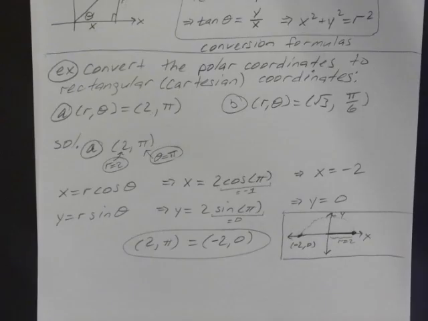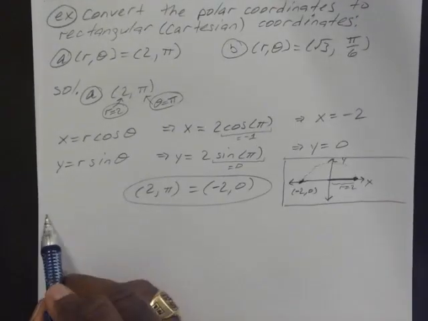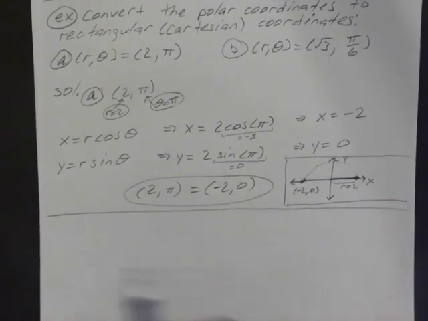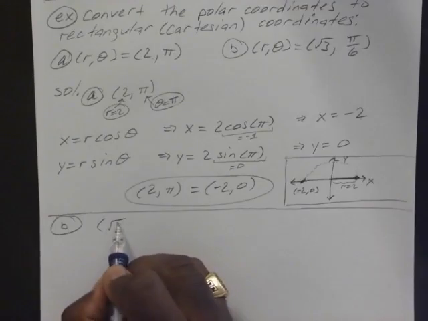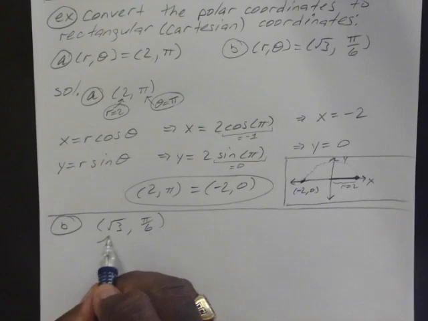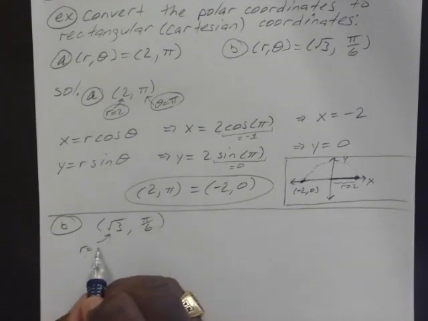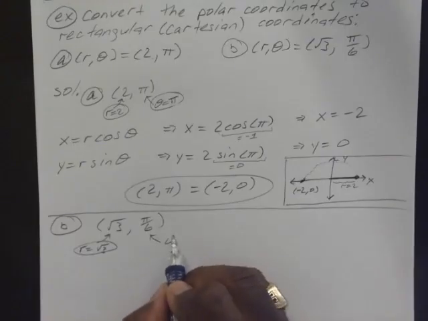All right. So any questions on that one? That kind of sort of somewhat makes sense? Okay. Now let's look at B, and we do the exact same thing. We have the polar coordinates, square root of 3 and pi over 6. So we know that's our radius, and that's our theta.